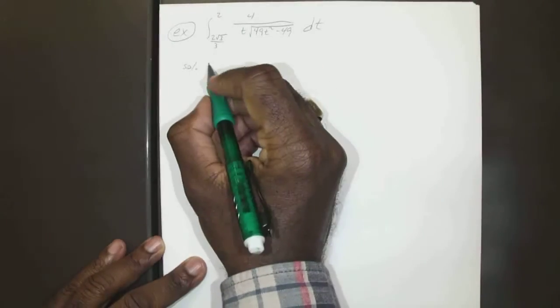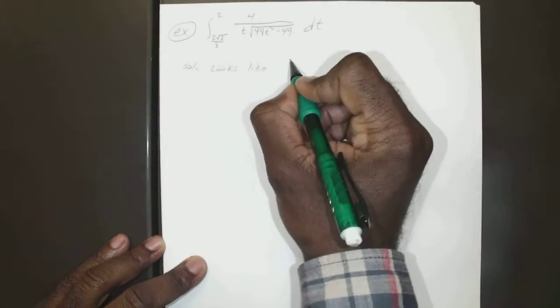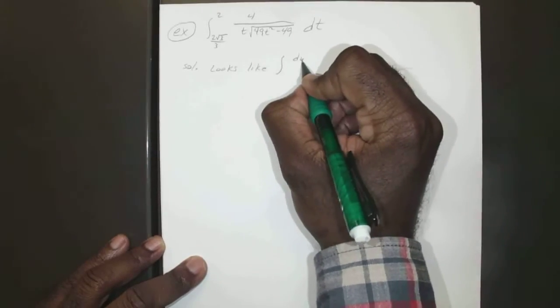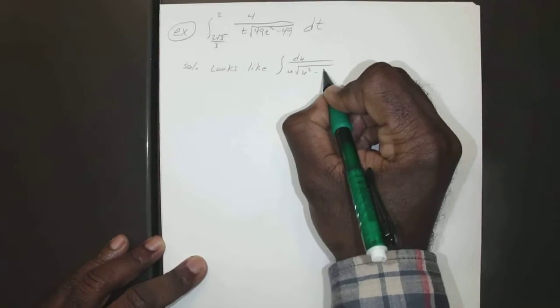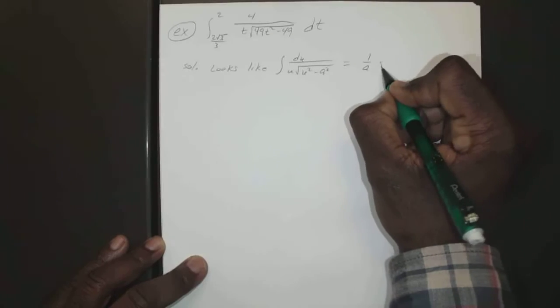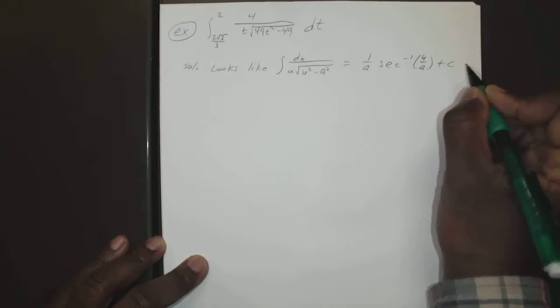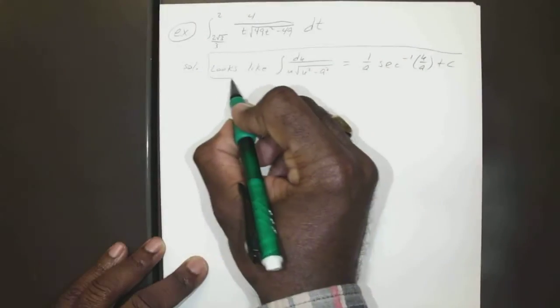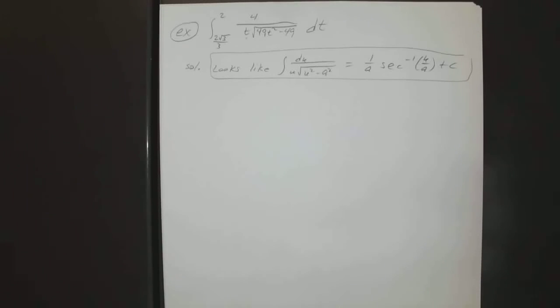Okay, so this one once again looks like the integral of du over u times the square root of u squared minus a squared, which equals 1 over a times secant inverse of u over a plus c. Even though those two u's aren't equal, it's still in the same ballpark, because we can always make them equal.